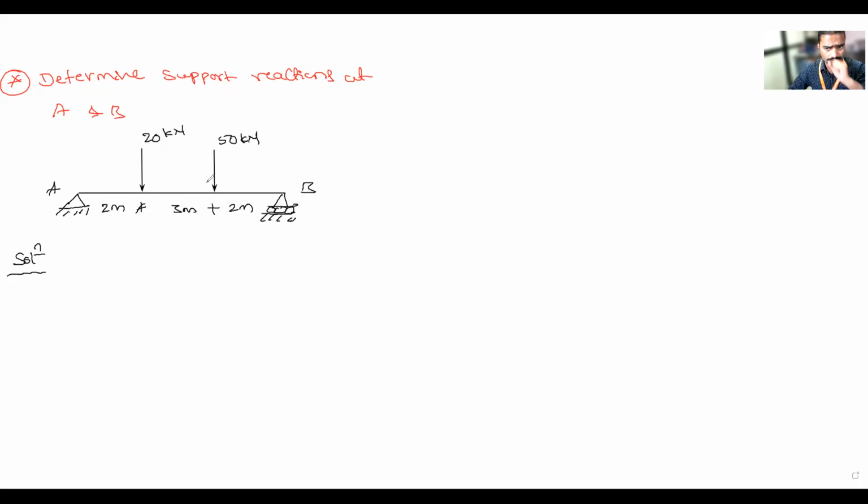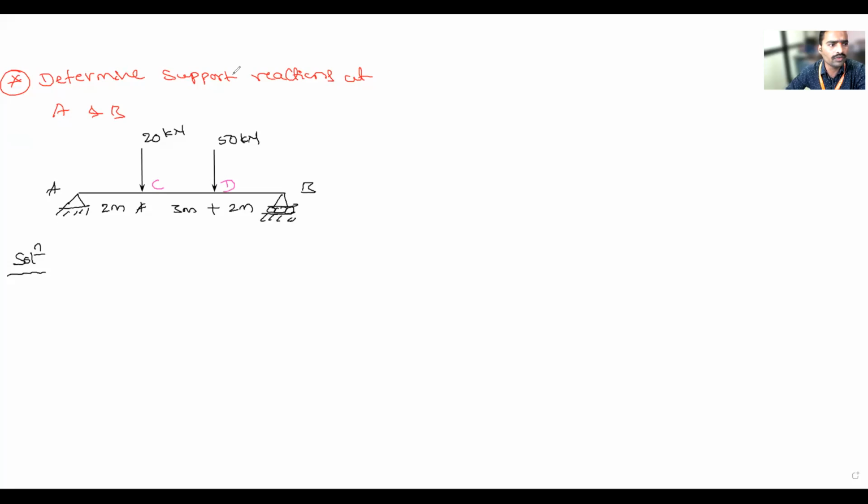Can you tell me where the supports are? A is a support. B is a support. C and D, are they supports? No, sir. So what are C and D? These are the points where the load is acting. So you have to convert this support into reactions. So how to do this one?